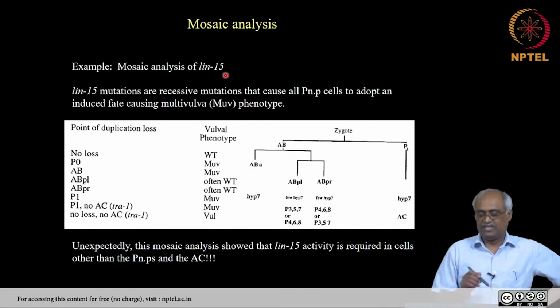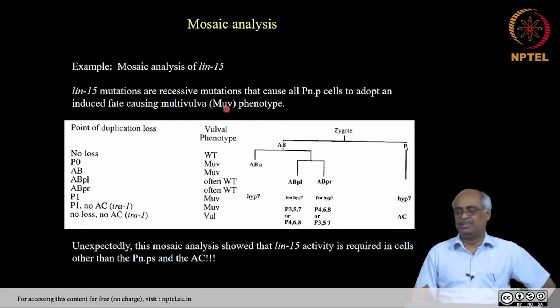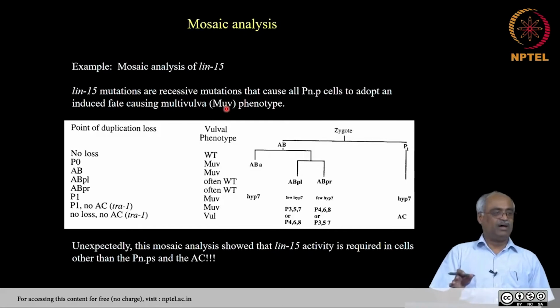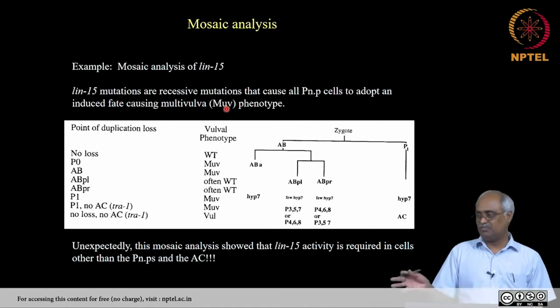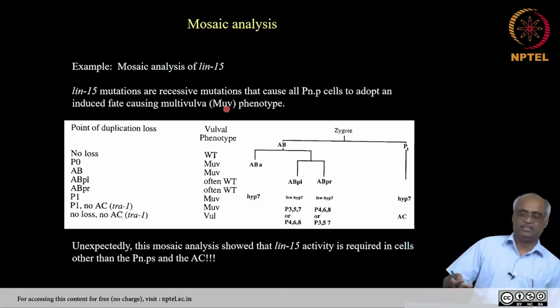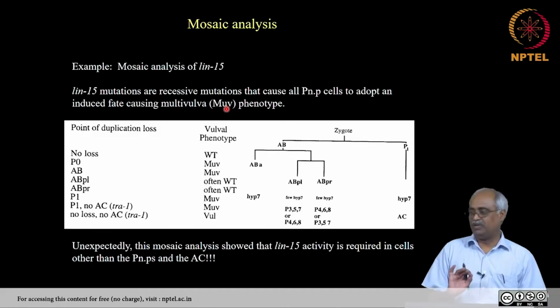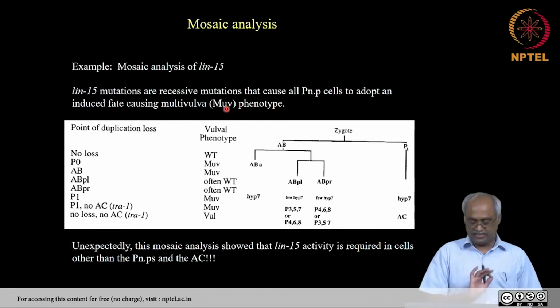So, here we are doing mosaic analysis for Lin15. Lin15 mutations are recessive mutations that cause all PNP cells to adopt an induced fate, multivulva. That is the background for us to start with. If you have Lin15 homozygous embryos, they will develop into animals having multiple vulva. Now let us look at providing a duplication having a wild type copy of Lin15 and a marker, let us say NCL itself.